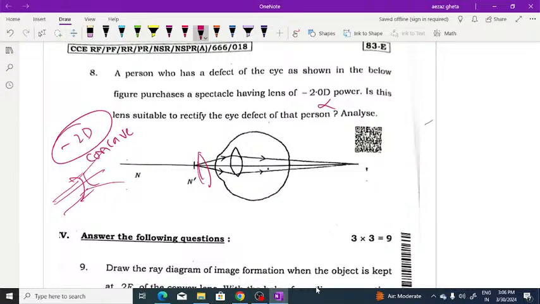Is the minus 2D power lens suitable to rectify the eye defect of that person? No, it is not possible. This is not the lens to correct this eye defect, because the defect is hypermetropia, and hypermetropia is corrected by using a convex lens. A convex lens has a positive focal length, so its power will be positive D.